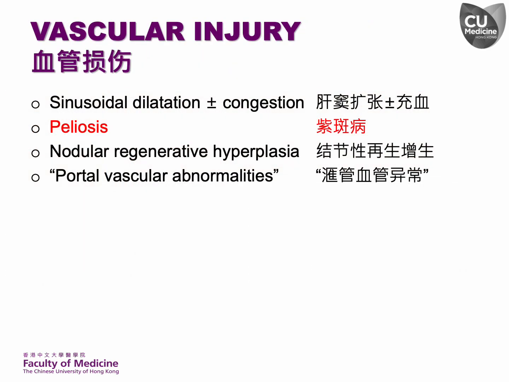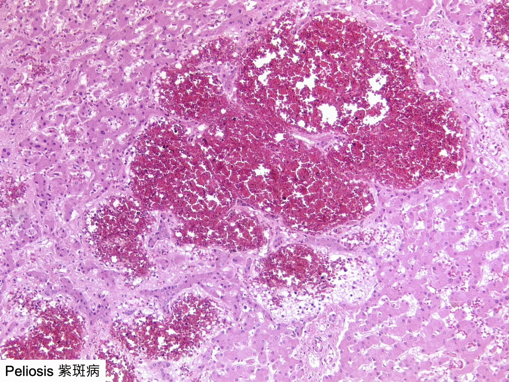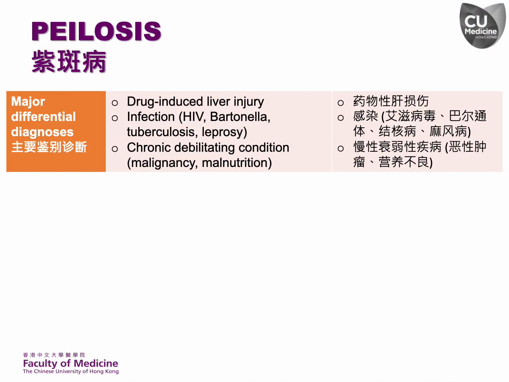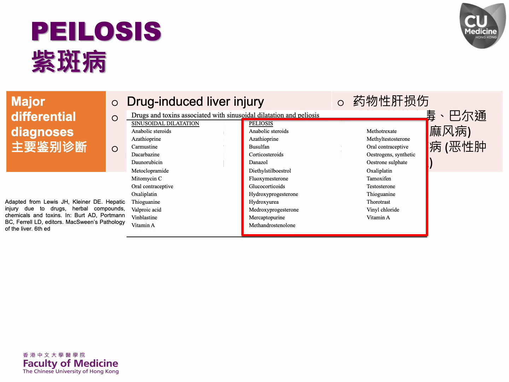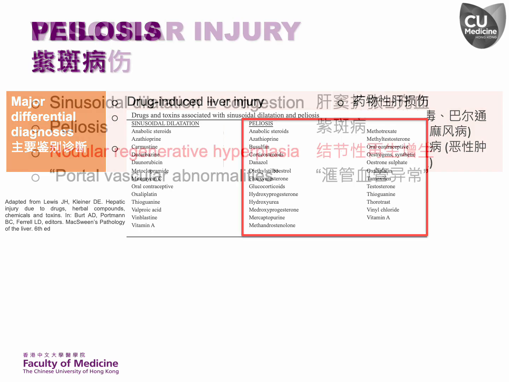Unlike sinusoidal dilatation, peliosis is characterized by cystically dilated, blood-filled spaces resulting from rupture of the sinusoidal wall. There are cystically dilated blood-filled spaces, typically without endothelial lining. However, re-endothelialization may occur in those long-standing cases. Although the exact pathogenesis of peliosis hepatis remains unknown, it is associated with certain medications, infections, and chronic debilitating conditions. These medications are associated with peliosis.